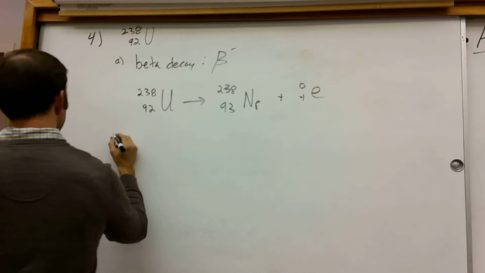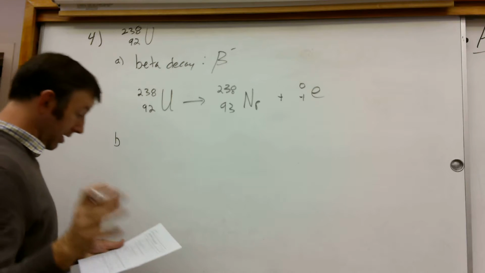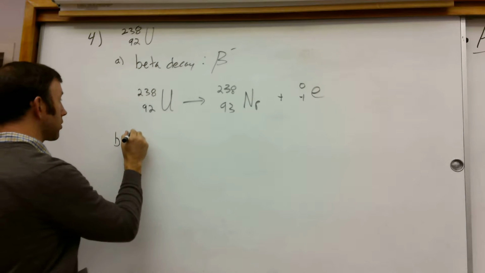Now, the next one, the B or E on your paper. Again, we're going to start with U-238.